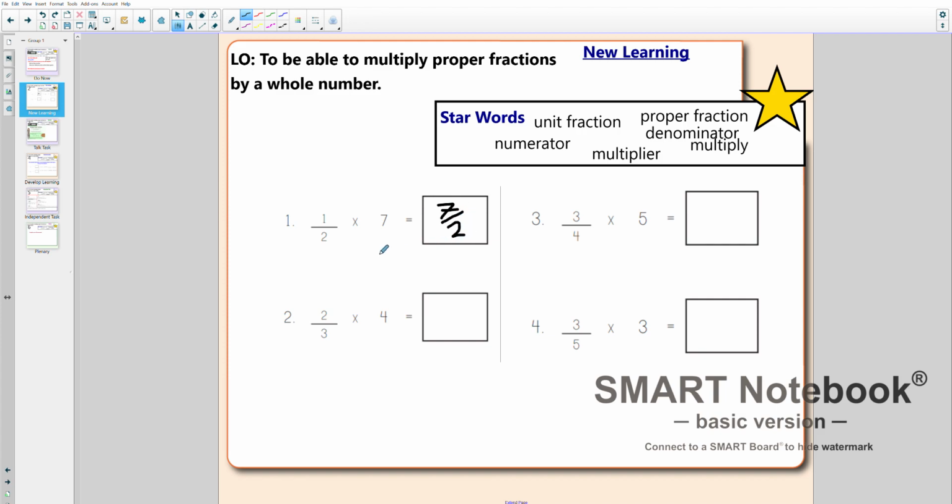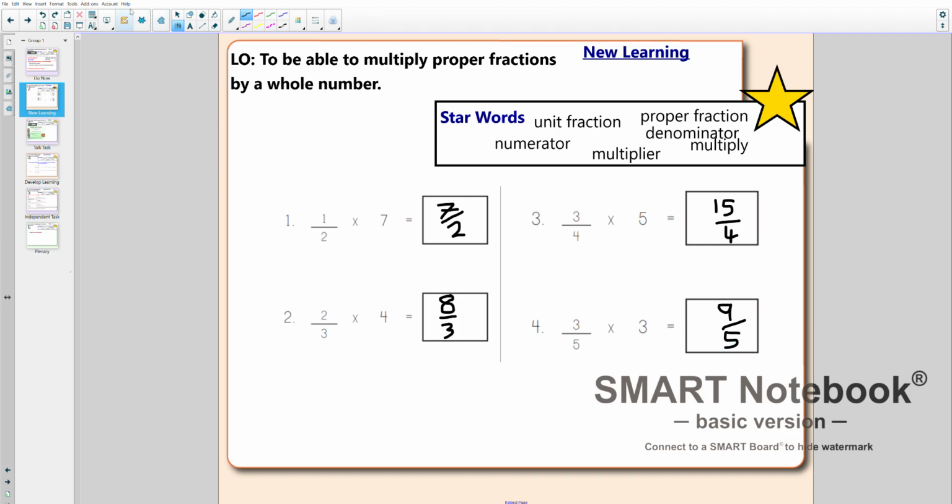Really simple. If you're feeling confident about this, pause the video now and try the others. For everyone else who's maybe not feeling as confident, or if you've just done it and you want to check your answers, we'll go through them now. So 2 times 4 is 8, so 2/3 times 4 is just 8/3. We'll come back to talk about that as a mixed number in a second. Here we've got 3/4 times 5, then 3 times 5 is 15, so that's 15 quarters. And of course 3 times 3 is 9, so 3/5 times 3 is just 9/5.